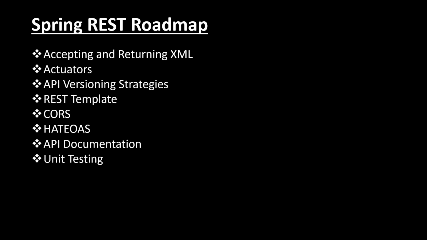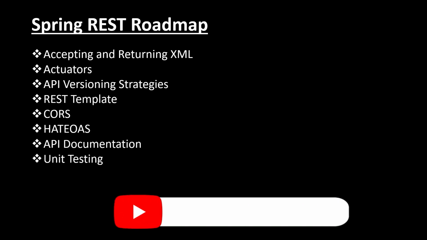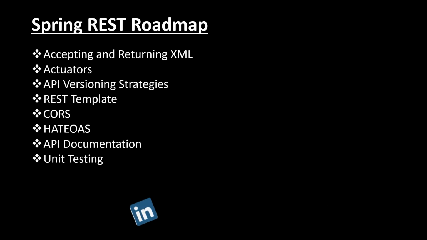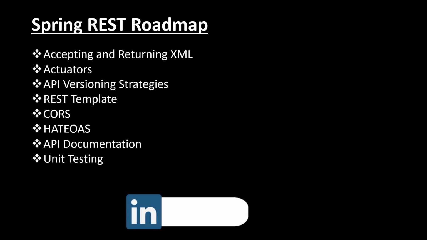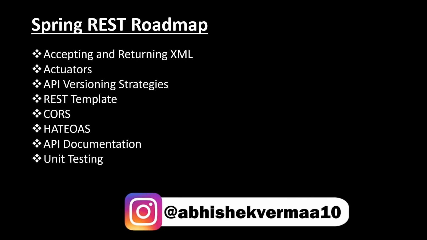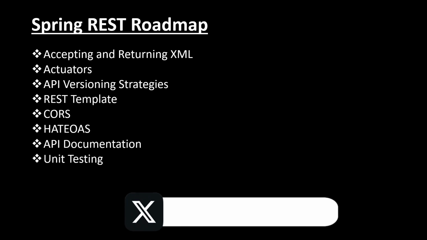Then we are going to learn about unit testing. Now here in unit testing, my goal is to show you how you can test the controller or the API layer. In the Spring Data JPA video, I have already shown you how to test the repository layer. In Spring Basics with Spring Boot, I have already shown you how to test the service layer. So here I will be showing you how to test the controller layer, or you can say the class which is going to contain your APIs.